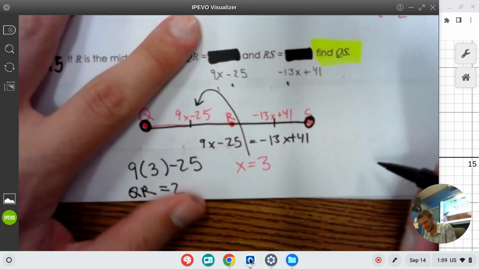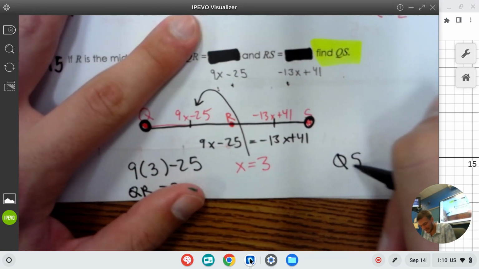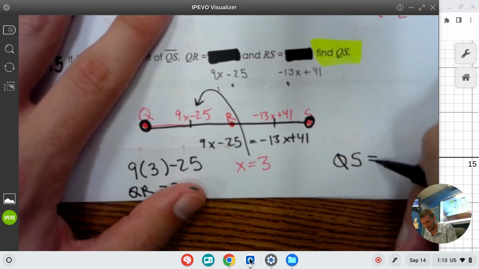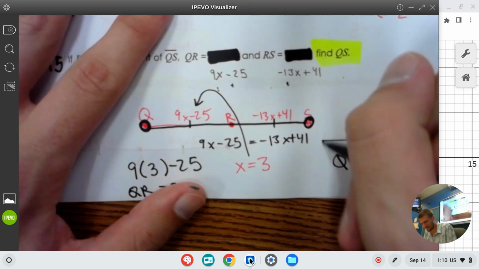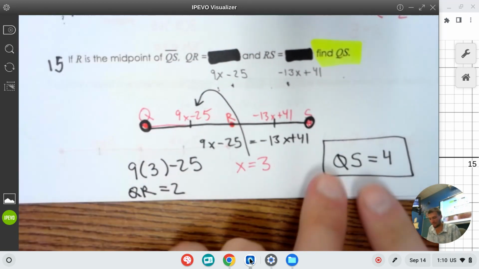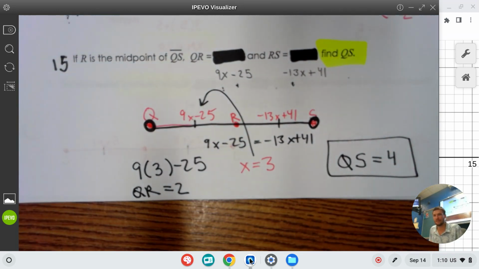So what is QS going to be? It has to be 4. It has to be 4. And I can write it like this. Capital letters with no bar means distance.